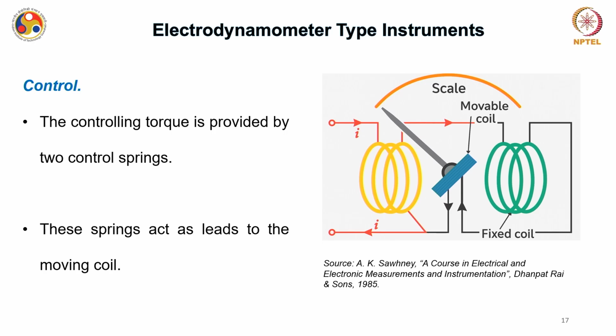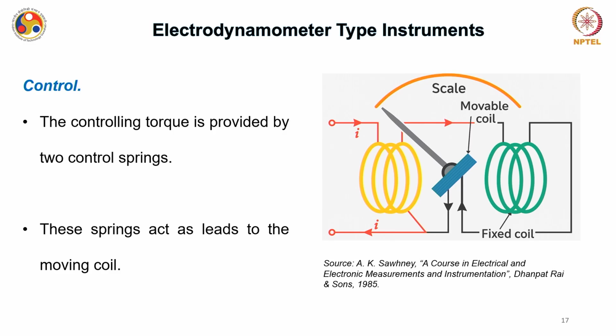So this is about the moving system and the fixed coil system, which makes the magnetic and the movable system. Then let's talk about the control system. So the controlling torque in the case of electrodynamometers is provided by two different control springs, and these springs also act as leads for the current for the moving coil.